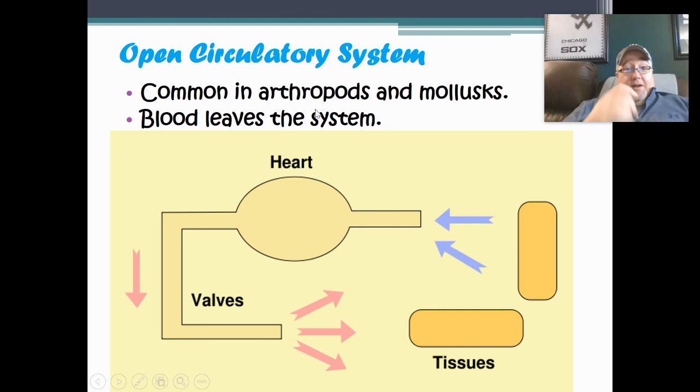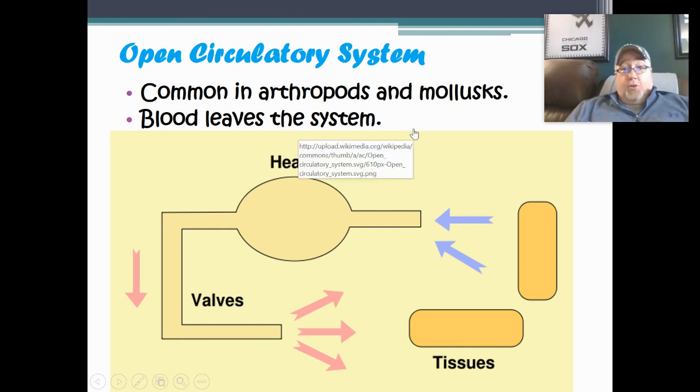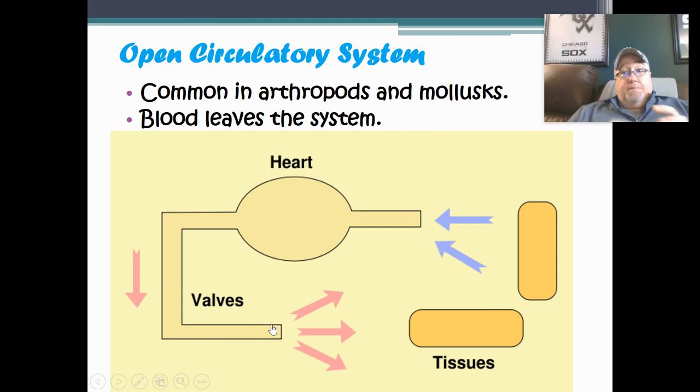Some animals have what we call an open circulatory system. Arthropods and mollusks have this. Here, for example, is the heart, which pumps the blood, and the blood is carried through blood vessels to different tissues in the body. The thing about an open system is the blood will actually leave the blood vessels. In a closed system, that doesn't happen.